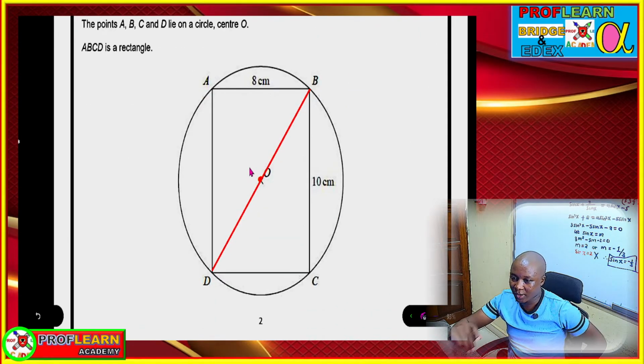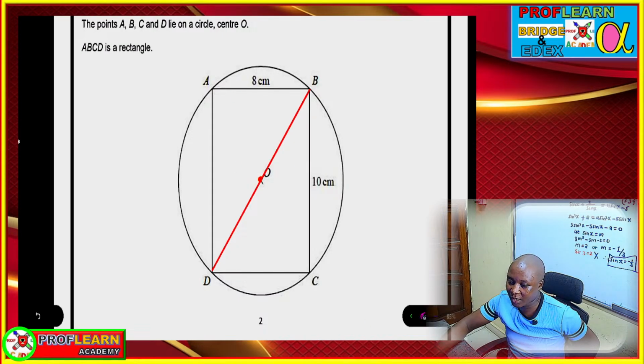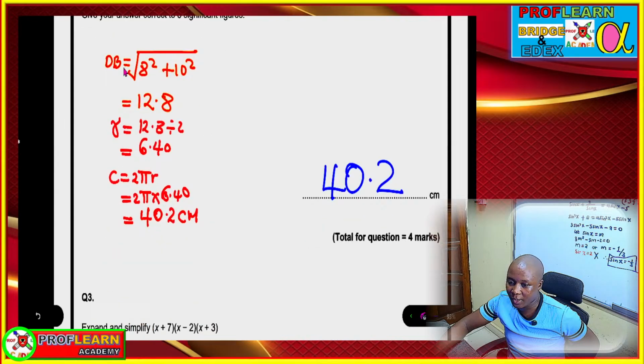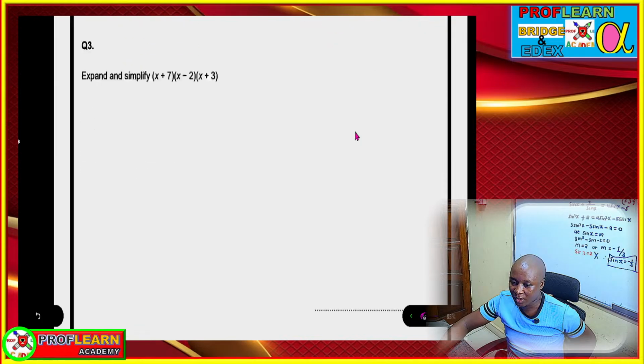To work out the circumference of this circle, we are given the rectangle inside the circle, so we are going to use the diagonal here. We are going to use Pythagoras theorem to find DB: square root of 8 squared plus 10 squared, then you get 12.8, and the radius there is going to be a half of that. Then we can find the circumference of the circle using the formula, and we shall get this.